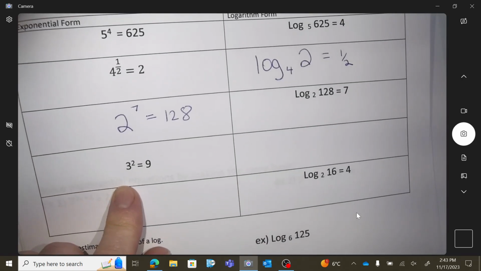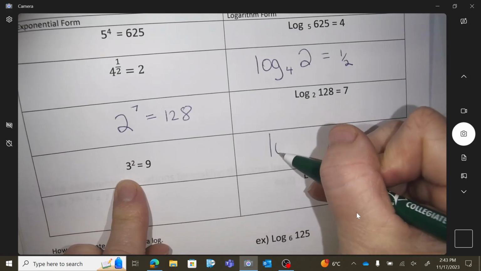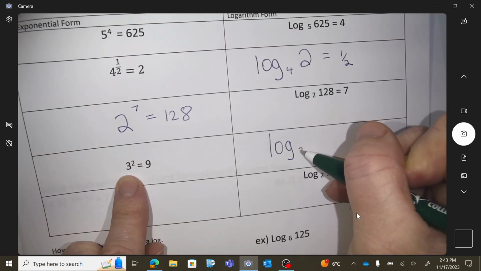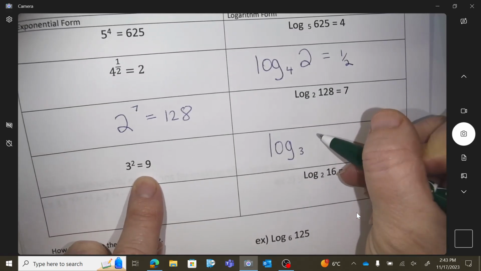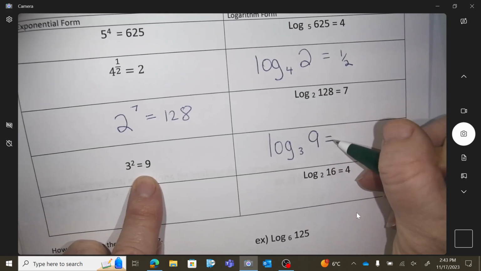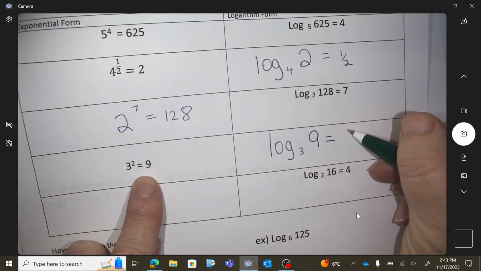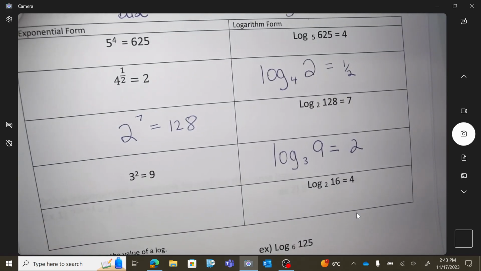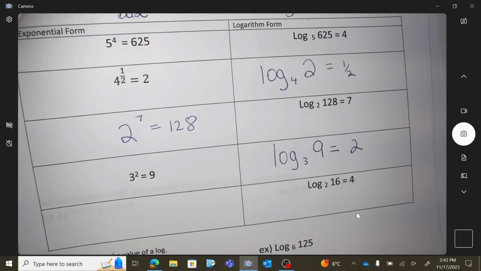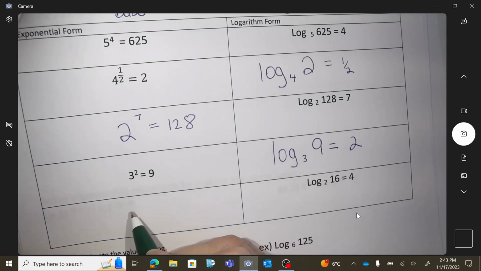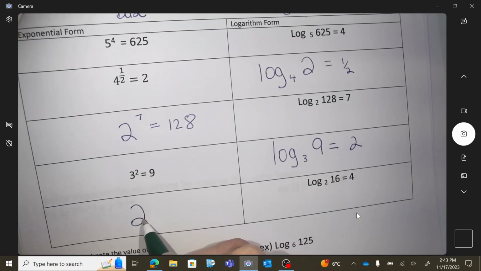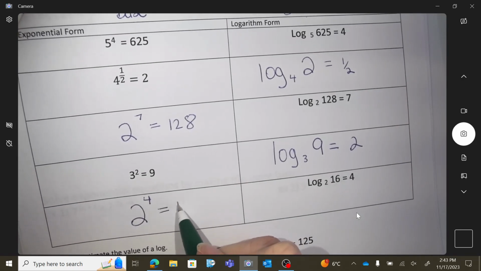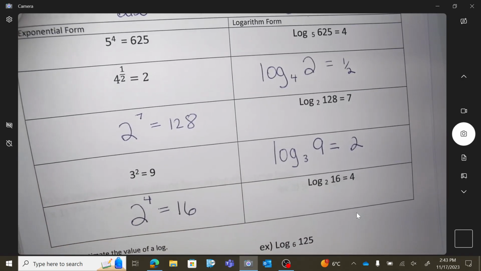Okay, so the next one, log of the base, result equals exponent. Exponential shoots out a result, logs shoot out an exponent, right? So then this one is the base of 2, exponent 4, result 16.